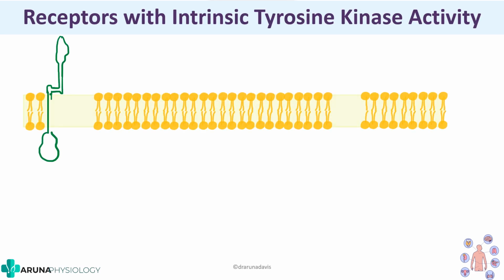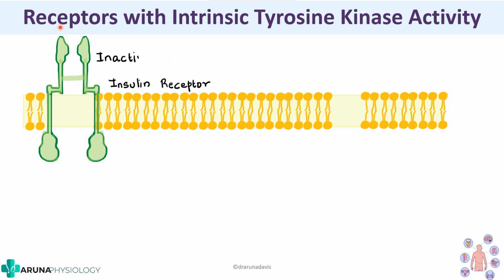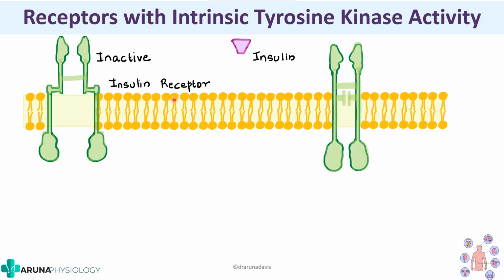So suppose this is the cell membrane and this is the enzyme linked receptor. A good example for receptor with intrinsic tyrosine kinase activities are insulin receptor. So see, when the receptor is inactive, the conformation of the receptor would be like this. That means they will exist as monomers. But once the hormone binds to the receptor, then these two subunits, the monomers, will come together so as to form a dimer.